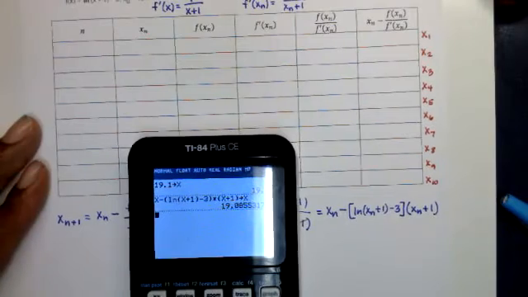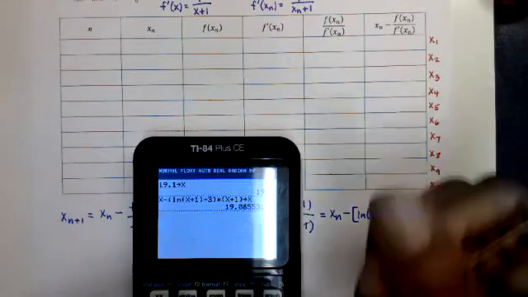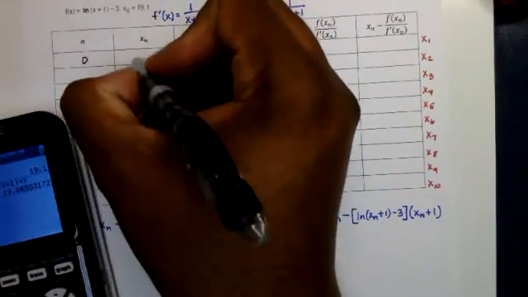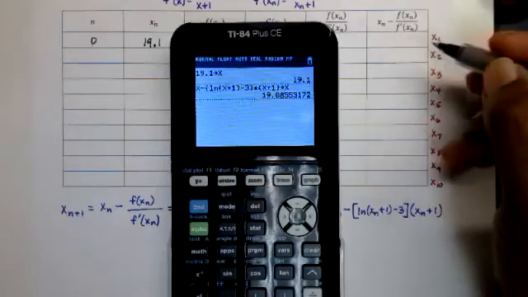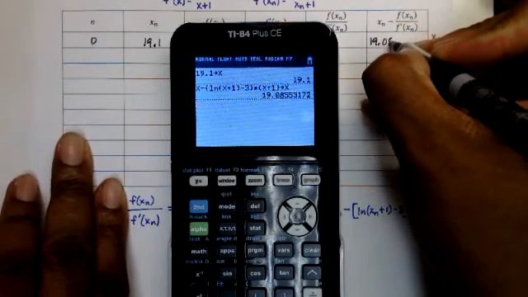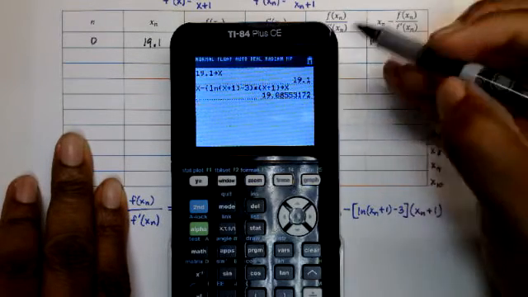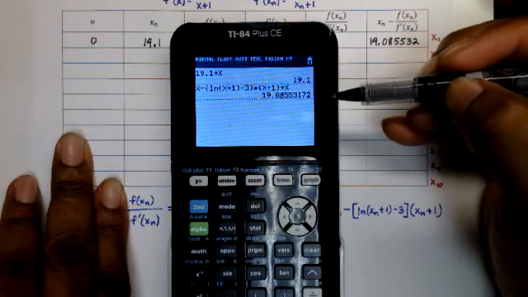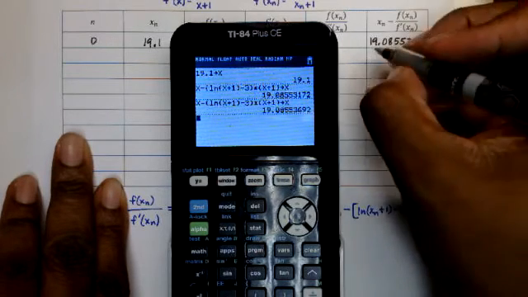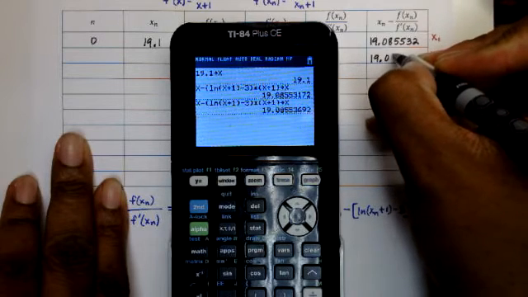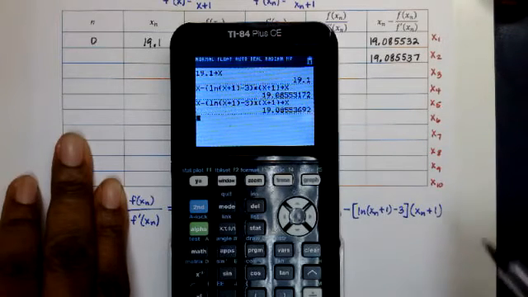So in this case, since n is going to be 0 and x of n is 19.1, let me fill this in, 0, and then 19.1. That would mean that your first iteration, x1, would be 19.085532. Because that 1 to the right of it is a 7, that 1 will become a 2. And then to get the next iteration, we press enter again. So now we got 19.085537. And then press enter again.